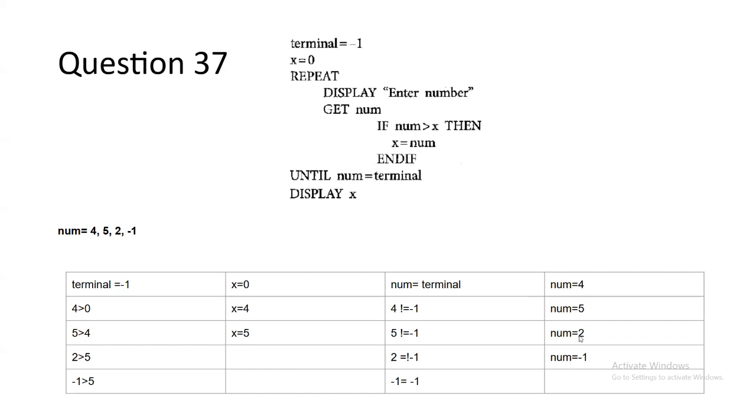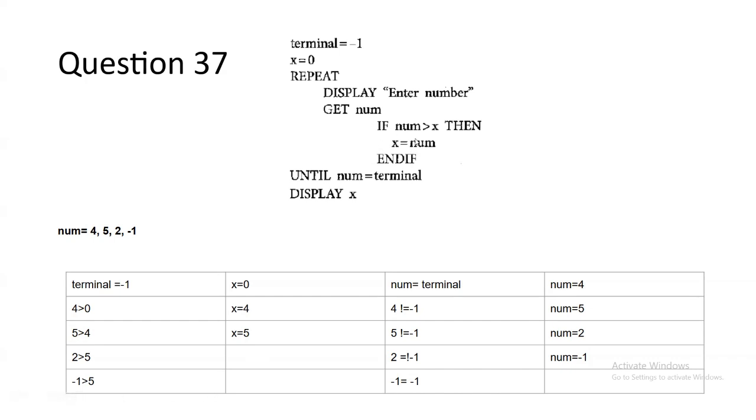So it continues. You take the next number. Number is 2. So then check the condition. Num is greater than x. So is 2 greater than 5? No. So it doesn't do any changes to x. Come here. You check the condition. Num is 2. 2 is not equal to -1. You continue, you get the next number. Number is -1. You check -1 is greater than x. X is still 5. No.